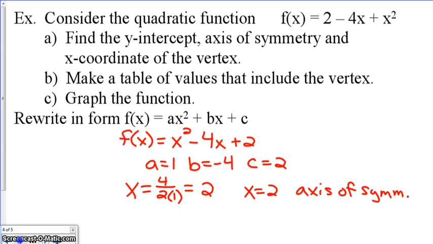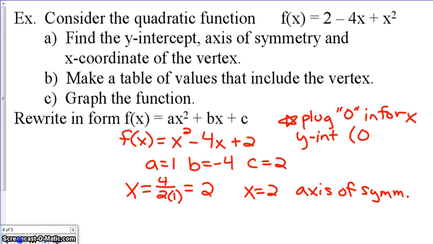In order to find the y-intercept, all we do is plug 0 in for x into our original equation. Okay, and that gives you the y-intercept. So when we do that, our y-intercept is the point 0, 2.